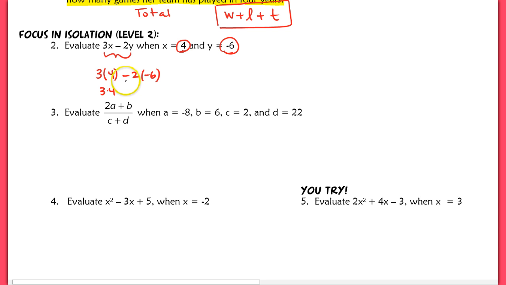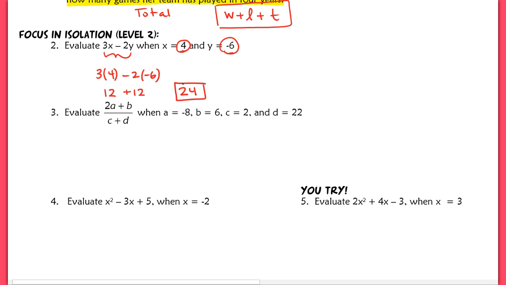Now here, this negative 2 times negative 6, it's also helpful to put these in parentheses because then you're seeing you have this entire number multiplied by the negative 2 here. So like I said, it's just a little bit better to have the parentheses in there. Okay, so if we evaluate, we have 3 times 4, which is 12. Negative 2 times negative 6 gives me a positive 12. So I always have to remember a double negative here gives me a positive. So now I'm going to simplify 12 plus 12, and that gives me 24. So the answer here is simply 24.